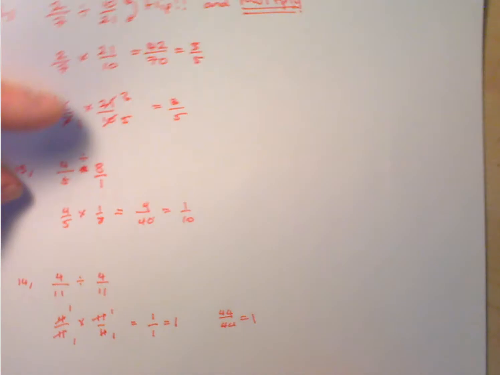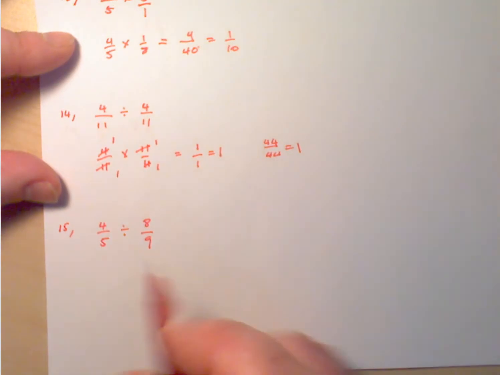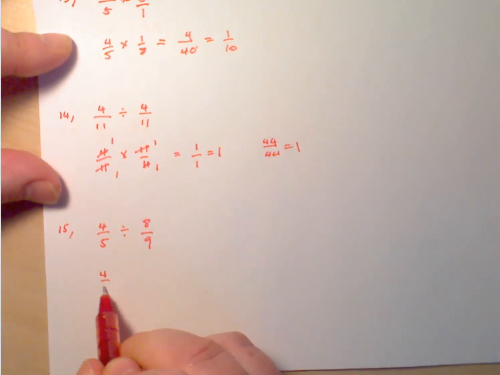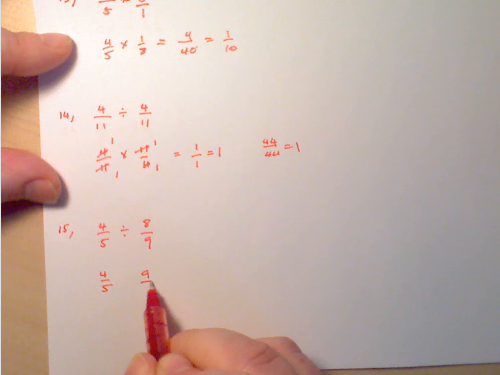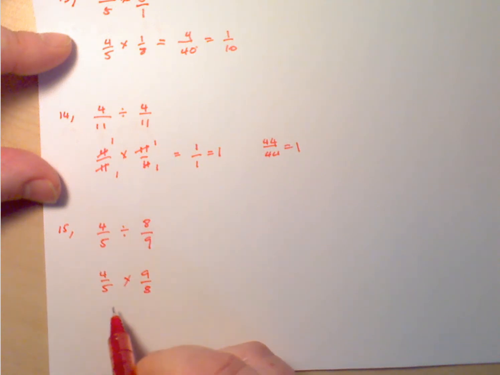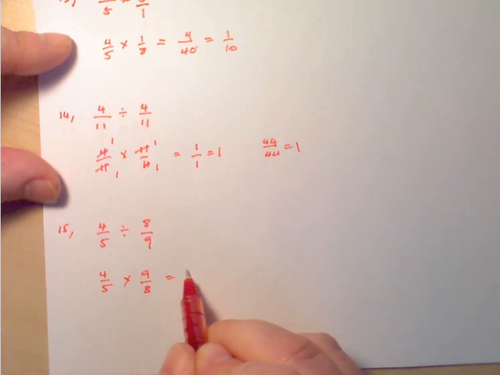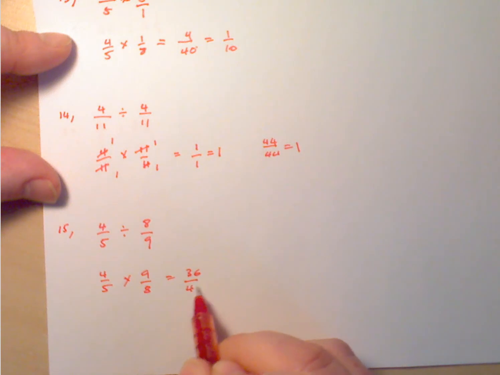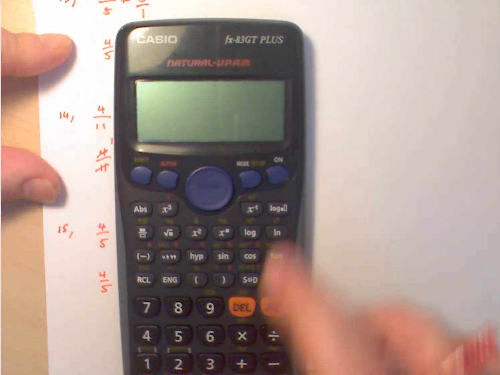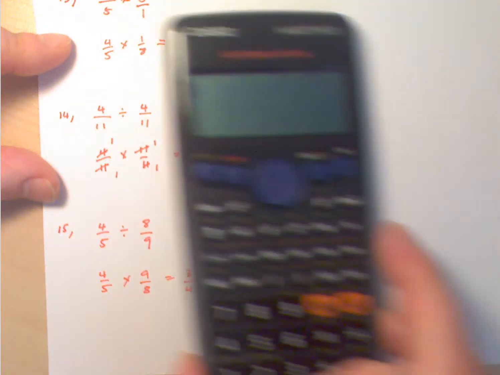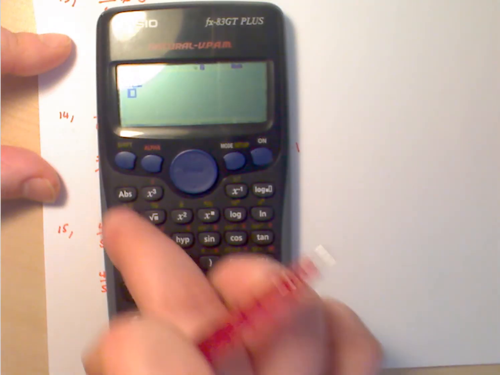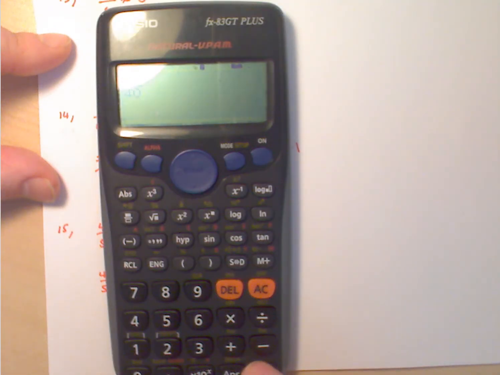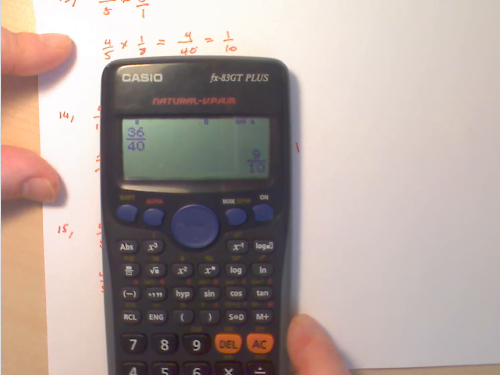Look at this bottom one, stick the first one, flip the second one, multiply. 4 times 9 is 36, and 5 times 8 is 40. And I'm just going to use my calculator, be a bit lazy. 36 over 40, and I get 9/10.